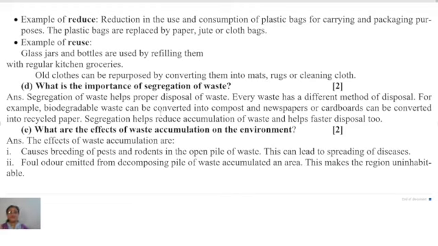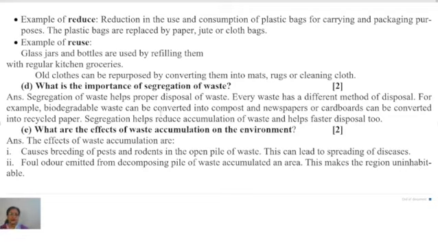Now every waste has a different method of disposal. So for example, biodegradable waste can be converted into compost, right? Newspapers or cardboards can be converted into recycled paper. Then metallic waste can again be recycled into some other new items, right? So segregation helps reduce the accumulation of waste, and in this manner it helps in faster disposal of the waste also. Next question is the last question: what are the effects of waste accumulation on the environment?